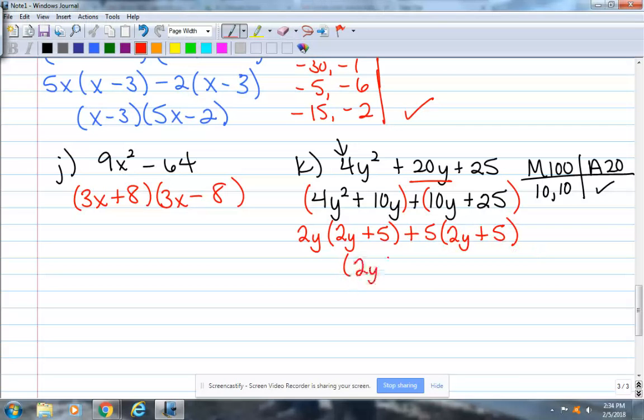2y plus 5, then 2y plus 5. Just put 2y plus 5 with the square. Yeah, you could write it as 2y plus 5 squared. So either one of those is correct. Okay. That's called a perfect square trinomial, because it took a square there and it added up to a square.